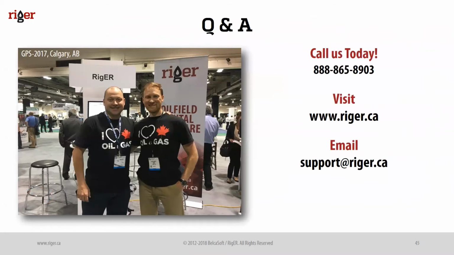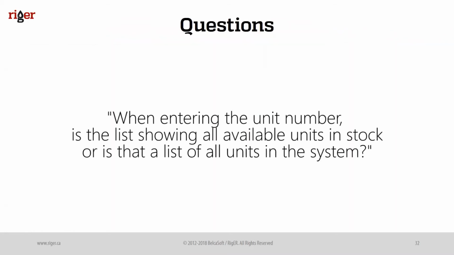So the first one is, when entering the unit numbers, is the list showing all available units in stock, or is it a list of all units in the system? Good call, Chris. So the problem is that we have an unsynchronized database, and the short answer is, we right now know about this problem, and right now it's showing the entire list of serial numbers.